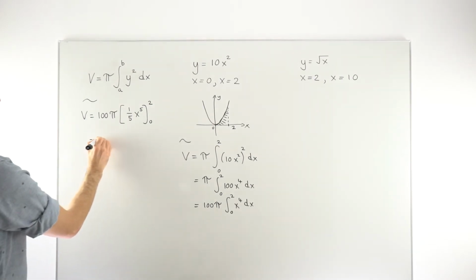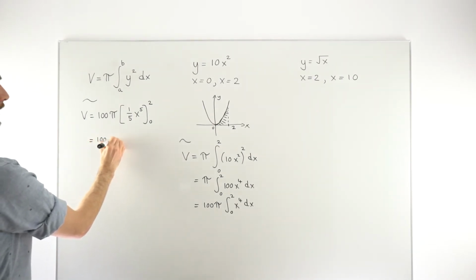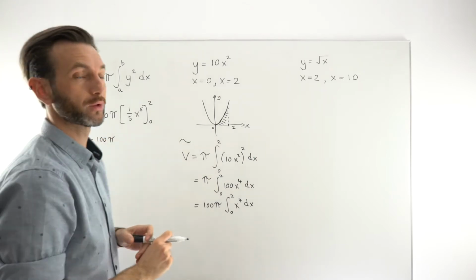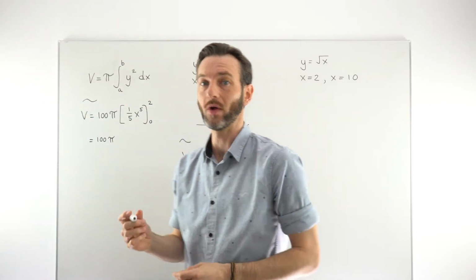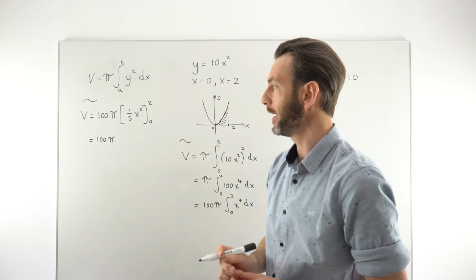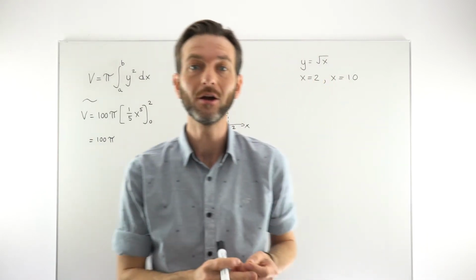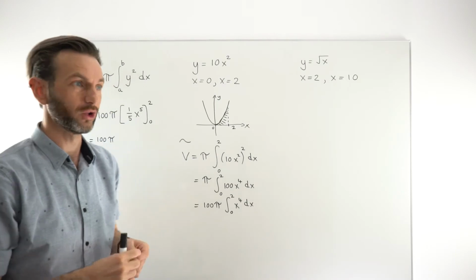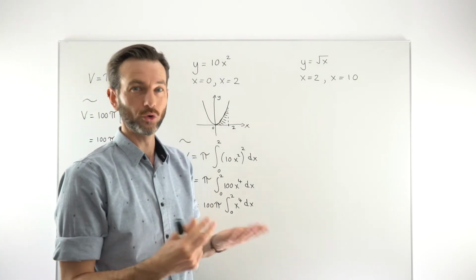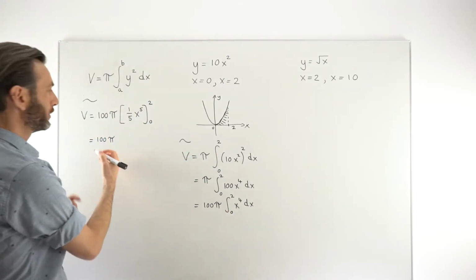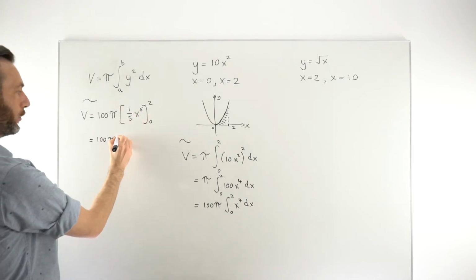So this then gives us 100 pi. Sometimes these will be calculator questions, sometimes not. Quite often they'll ask you to write your answer in terms of pi, which means basically leave the pi there. Or if it's a decimal version, you could use 3.14 or just use the pi button on the calculator. But before we get to that, we need to process this a little further.